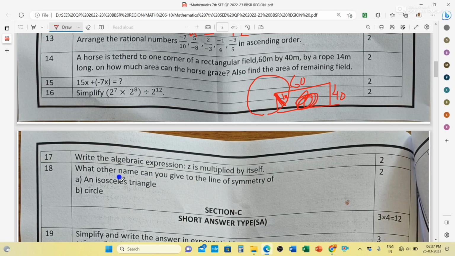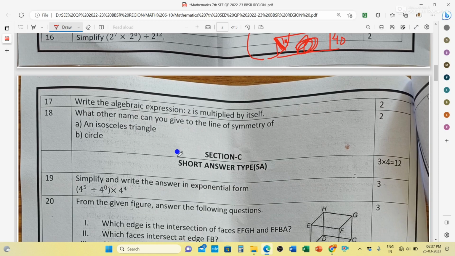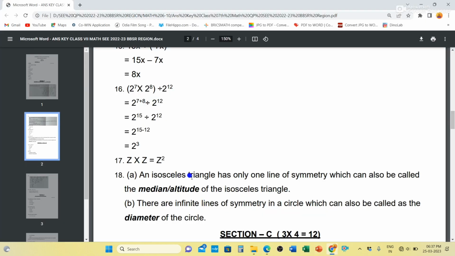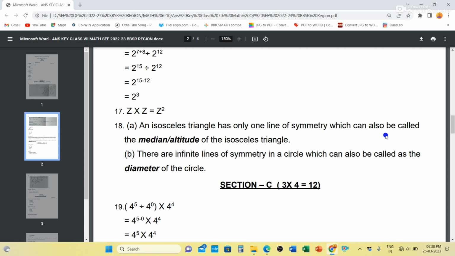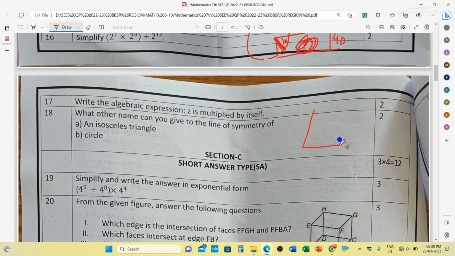Then what other name can you give to the line of symmetry of an isosceles triangle and circle? So you know an isosceles triangle has only one line of symmetry, which can also be called the median or altitude of the isosceles triangle. Isosceles triangle means two sides are equal. Here only one median or one altitude can be drawn. That will be the line of symmetry. Line of symmetry means the line which divides the original diagram into two equal parts, that means mirror looking parts.